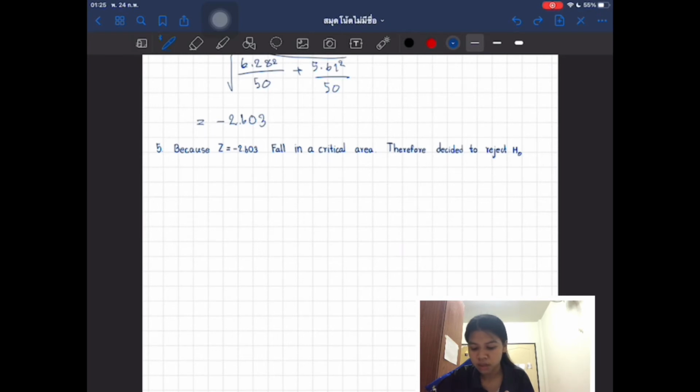Besides these two, the statistic conclusion: the teacher's conclusion is not true.